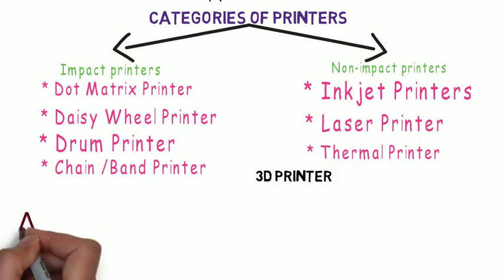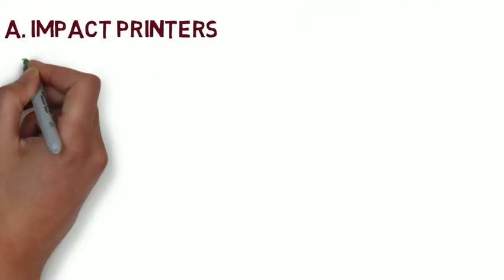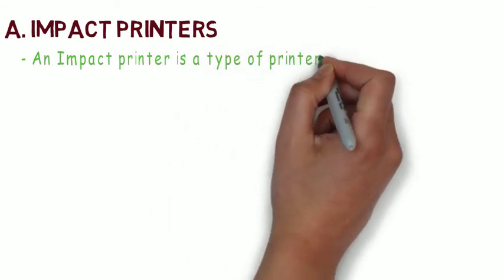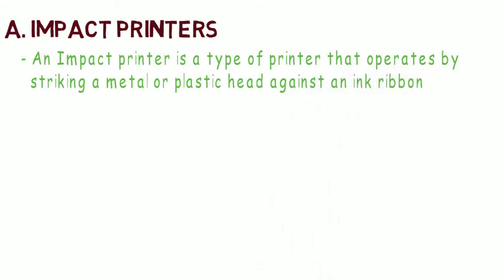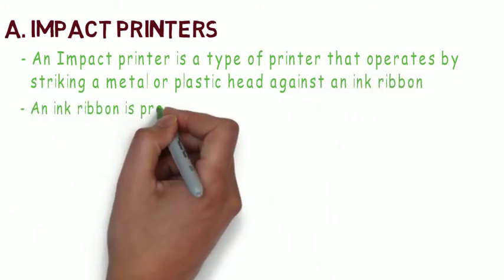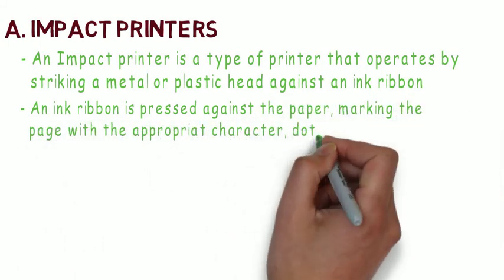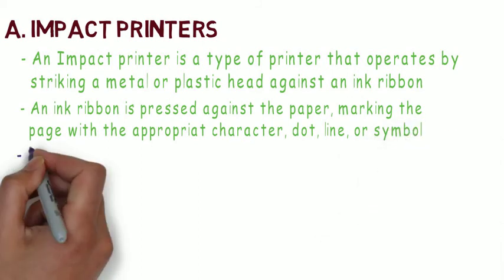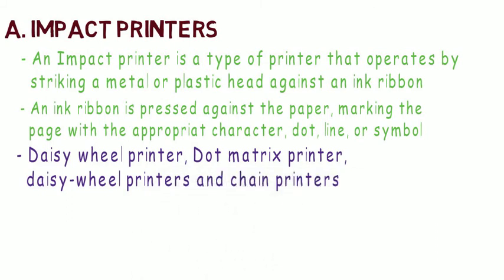What are impact printers? An impact printer is a type of printer that operates by striking a metal or plastic head against an ink ribbon. The ink ribbon is pressed against the paper, marking the page with the appropriate character, dot, lines, or symbol. Examples of impact printers include the daisy wheel printer, the dot matrix printer, and the chain printer.